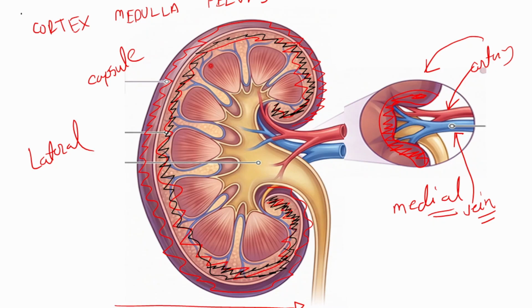The broad bases face the cortex, while their apical tips, known as renal papillae, point toward the center to drain the newly formed urine. Surrounding individual papillae, we locate a cup-like collection structure called minor calyx. For minor calyx, let's use MC. One minor calyx here, another one here, and the third one is over here.